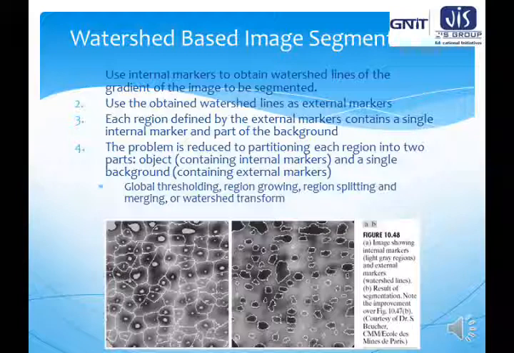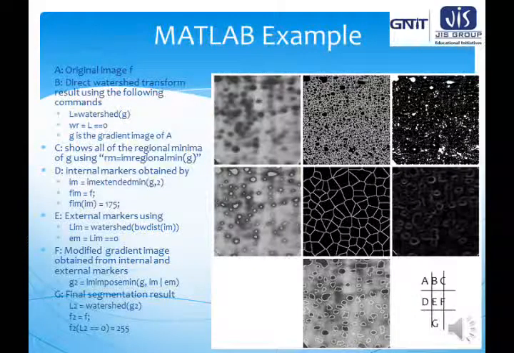In these images, the first one shows internal markers, the light gray regions, and external markers, which are watershed lines. The next image is the result of the segmentation process. Here we can see the image has been segmented very precisely. This is one example of a watershed based image segmentation process. Here a MATLAB example has been given, and by this MATLAB example we can have all these images.